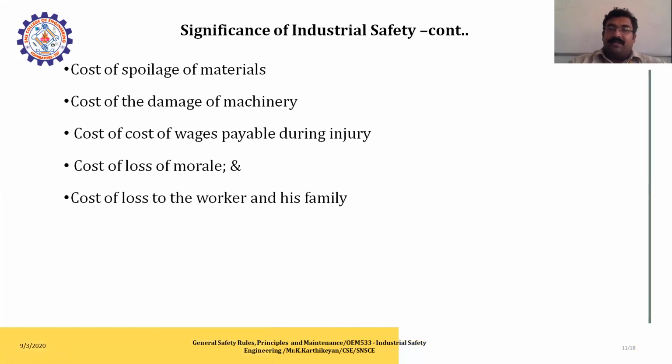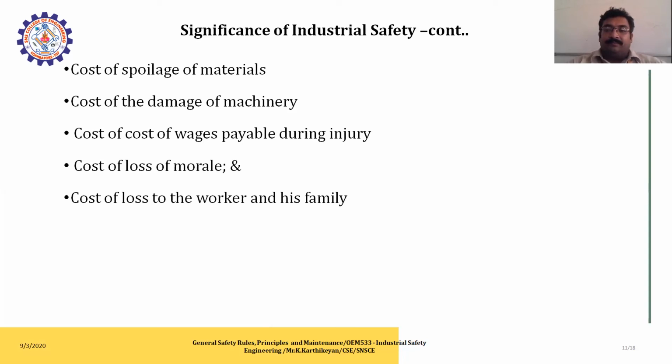So, the significance of industrial safety continues: cost of spoilage of materials, cost of damage to machinery, cost of wages payable during the injuries, cost of loss of morale, and cost of the loss to the worker and his family. This is the significance of industrial safety engineering.